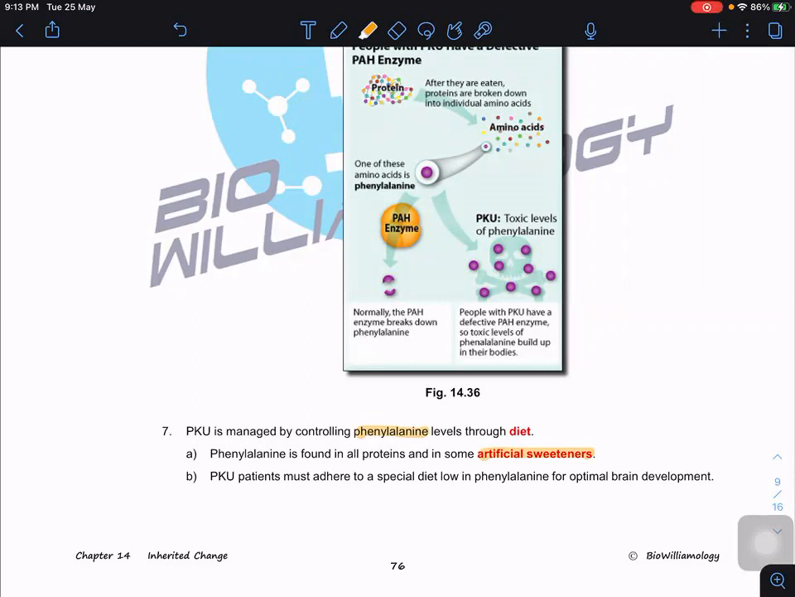Because why? In the body, they take a longer period of time to remove the phenylalanine. So if they keep on eating foods high in phenylalanine, you can see that their mental or intellectual development will be slower, because the brain cells won't be able to survive due to the sensitivity of the brain cells to the phenylalanine build up.